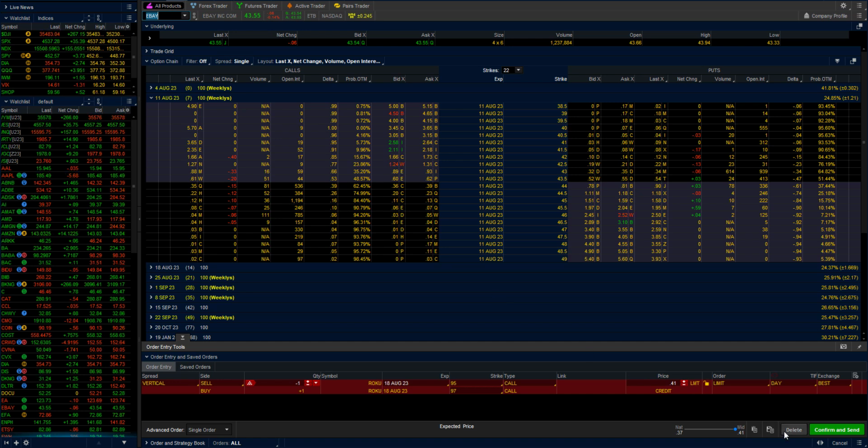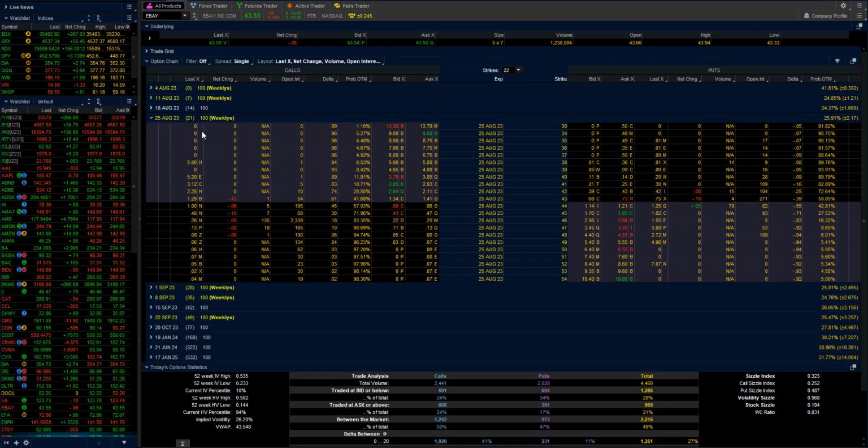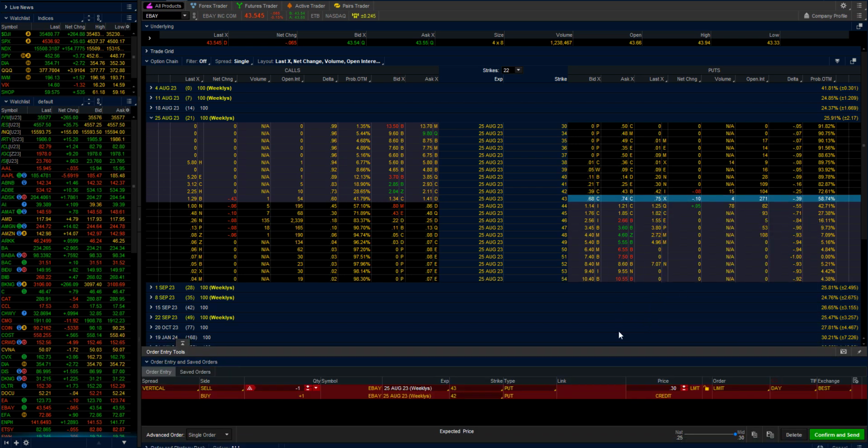So if I jump over to the trade page, if the system is telling me that we're oversold and we're expecting a bounce on eBay, what I would do is come in, let's go out to the August 25th options, and let's just take a look at the 43/41 put spread. Let's just see if there's enough premium in those options.